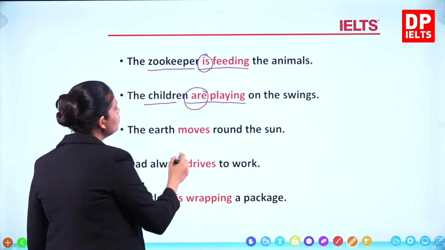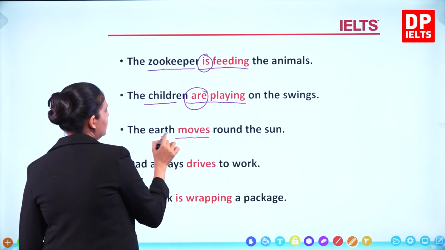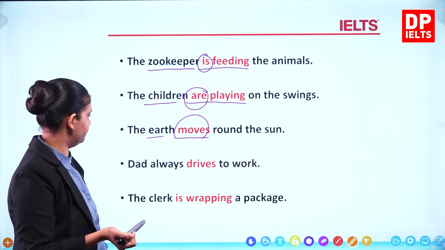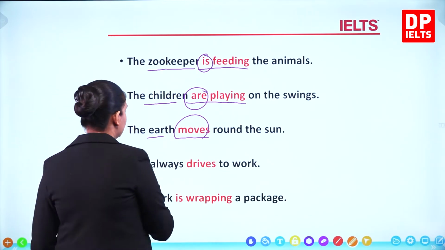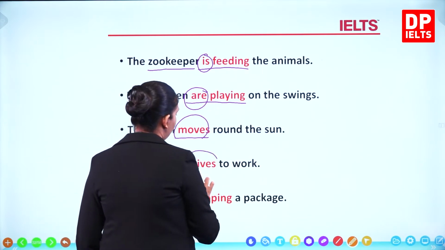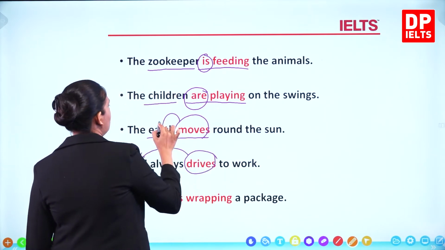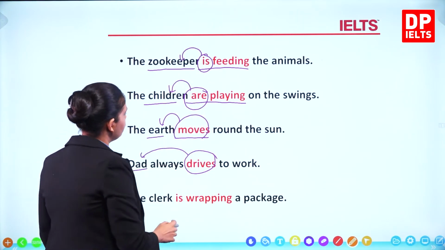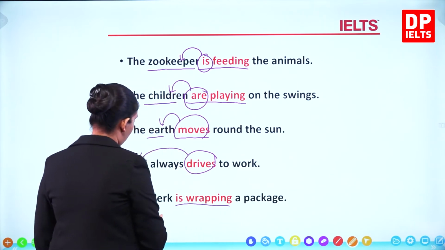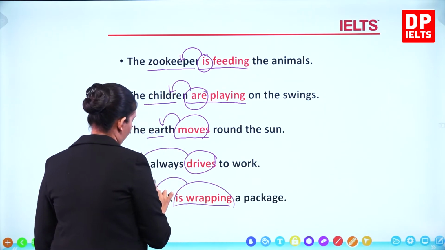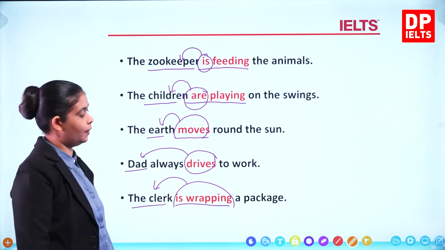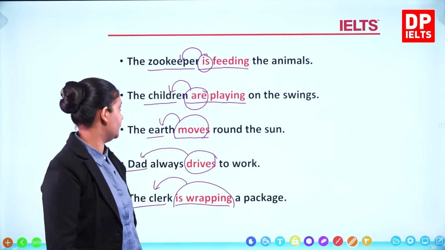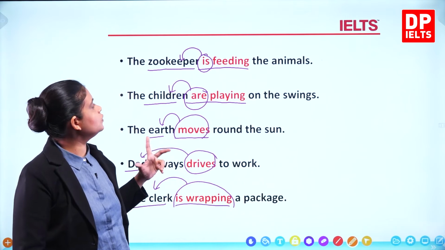The earth moves around the sun. This is singular. Therefore, we put the word moves. Dad always. Dad is singular. Therefore, the verb is also singular. The clerk is wrapping. The clerk is one person. Therefore, you write "is wrapping", and this is a present continuous tense sentence. The zookeeper is feeding the animals.